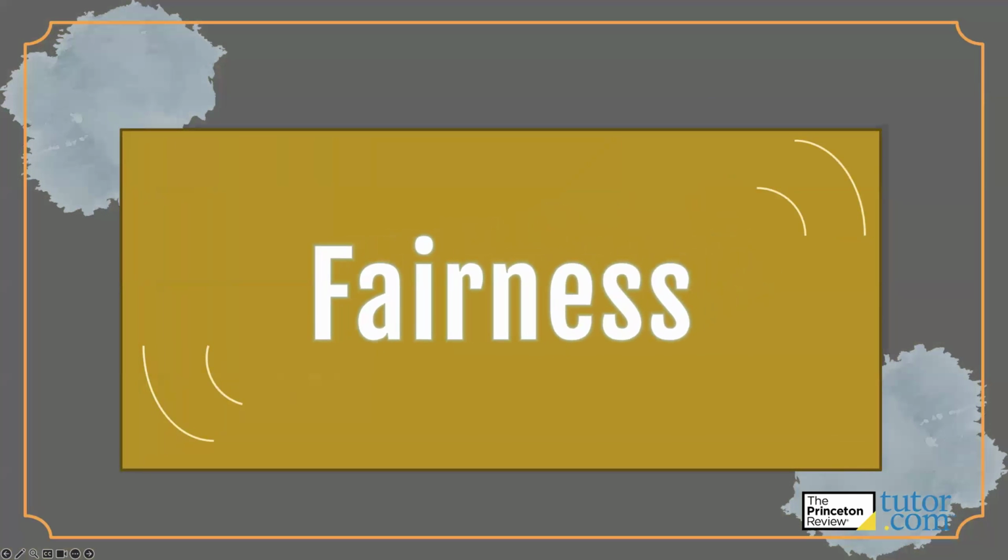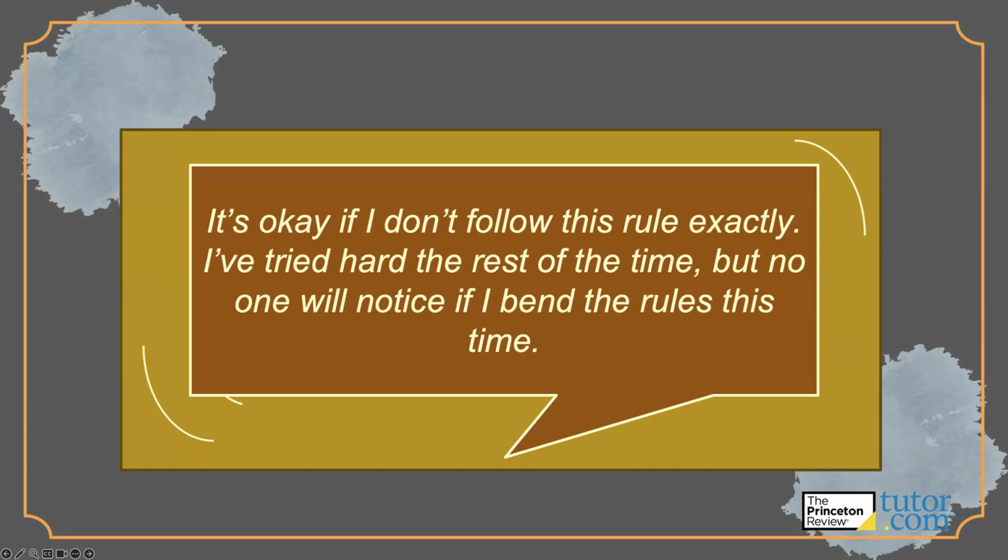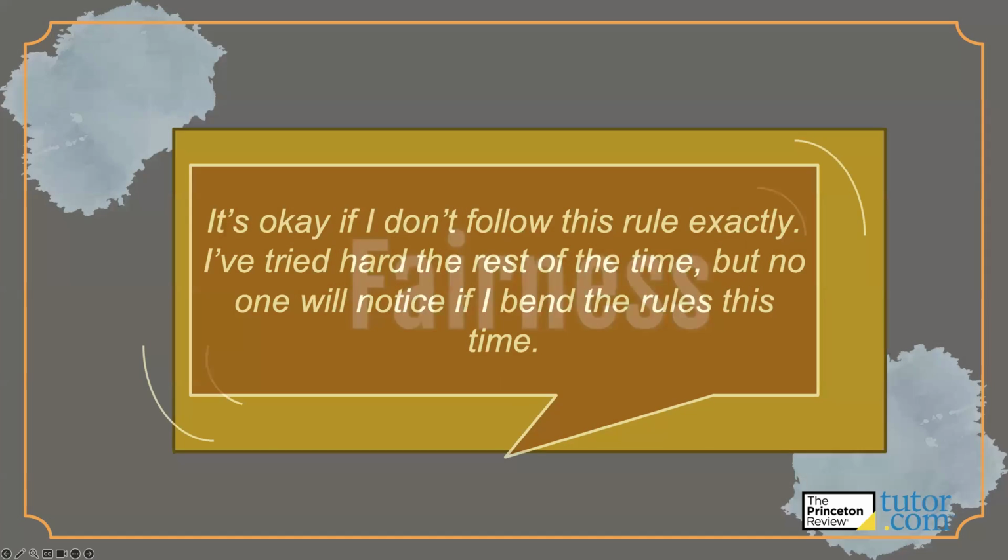Ways to demonstrate fairness in an academic environment are to apply rules and policies consistently, engage with others equitably, keep an open mind, be objective, and take responsibility for your own actions. The unethical scholar may think that certain rules in an academic environment really don't apply to them. They might say, it's okay if I don't follow this rule exactly. I've tried hard the rest of the time. No one's going to notice if I bend the rules this time.